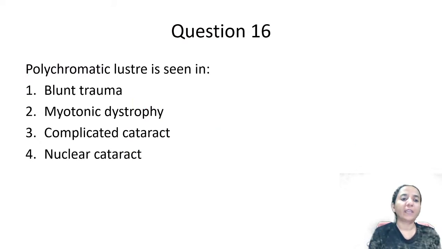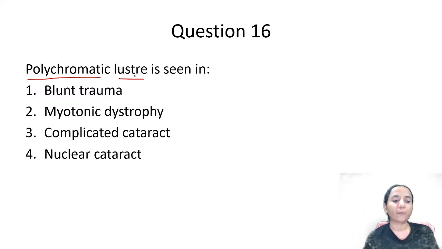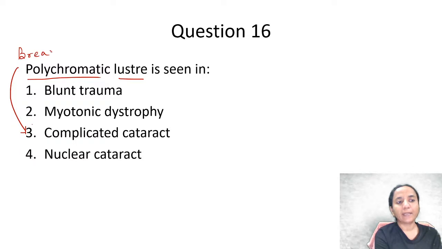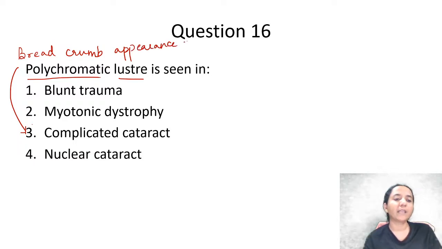In which condition do we get to see polychromatic luster? Polychromatic luster is seen in which type of cataract? Correct. Polychromatic luster is seen in complicated cataract. Also, if you get this question, breadcrumb appearance. Breadcrumb appearance is also seen in complicated cataract. Breadcrumb appearance and polychromatic luster, both of them are seen in complicated cataract.